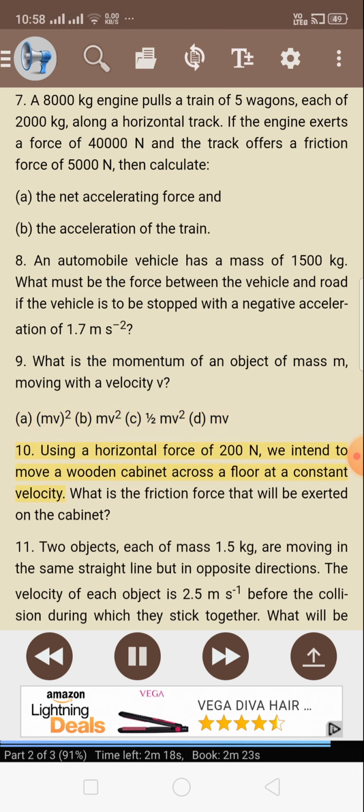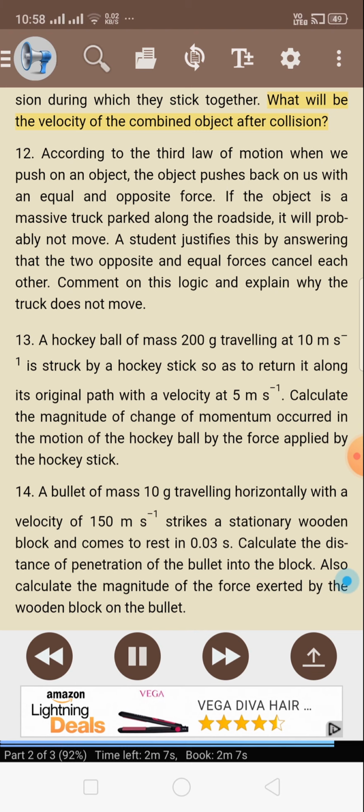10. Using a horizontal force of 200 N, we intend to move a wooden cabinet across a floor at a constant velocity. What is the friction force that will be exerted on the cabinet? 11. Two objects, each of mass 1.5 kilograms, are moving in the same straight line but in opposite directions. The velocity of each object is 2.5 meters per second before the collision, during which they stick together. What will be the velocity of the combined object after collision?